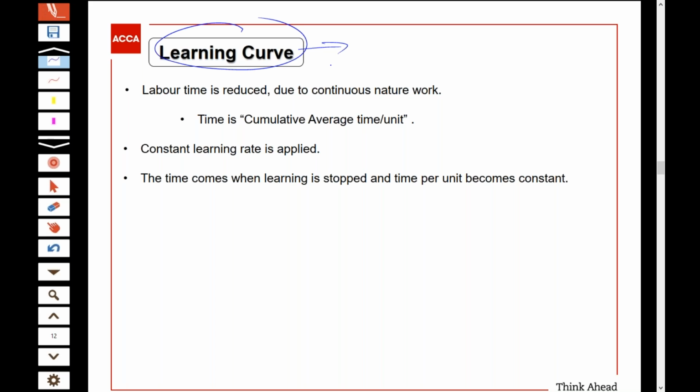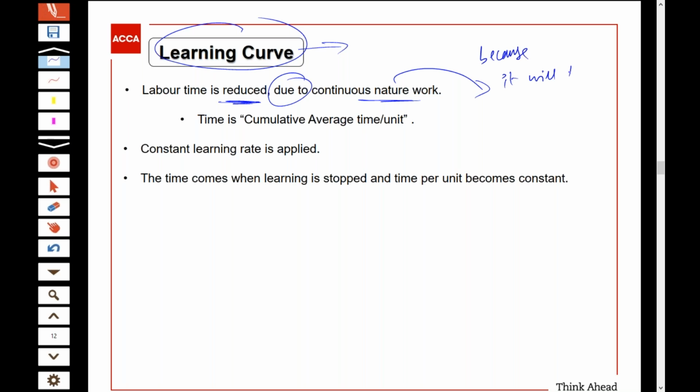Learning curve is basically something like this. Imagine yourself, take the example of yourself. When you first drove a car or first rode a bike, it needed more time for you. When you are used to some work, obviously you will take less time on the next units. Learning curve means labor time is reduced due to the continuous nature of work.